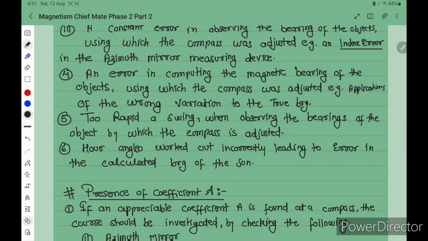The too rapid swing when observing the bearing of the object by which the compass is adjusted. Over angle worked out incorrectly, leading to error in the calculated bearing of the shell. So this is all the causes of apparent A.